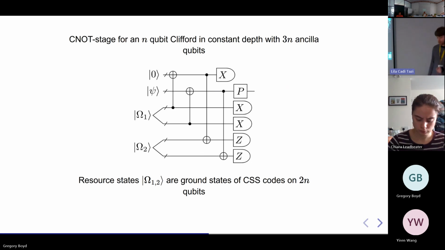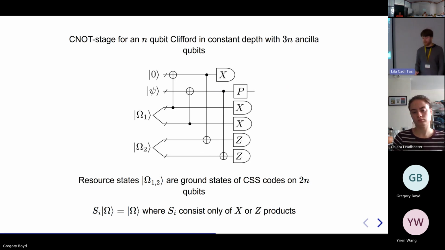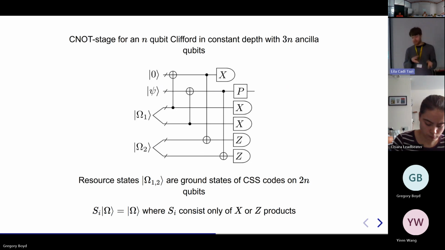Okay, and these resource states are ground states of CSS codes on n qubits. So what does that mean? CSS codes are a common class of quantum error correcting codes. And basically this means that these states are +1 eigenstates of a bunch of stabilizers, which all commute with each other. And each stabilizer consists only of a tensor product of X or Z's. So each of these states is determined by 2n strings, which are either only X or Z's.